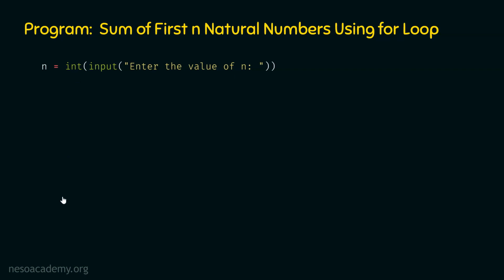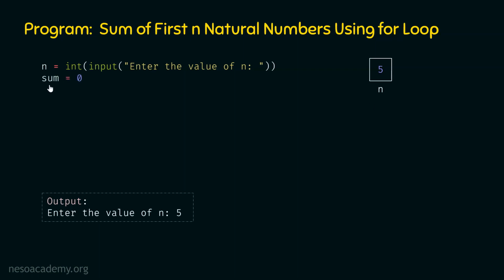So, the user will see this prompt, enter the value of n. Let's say the user has typed 5. This value is now received by n. So now n is pointing to value 5. I hope this is clear. Now what is the next step? We need to declare variable sum and initialize it to 0. This variable sum will hold the sum of first n natural numbers. So let's declare this variable over here. sum is pointing to this value 0.